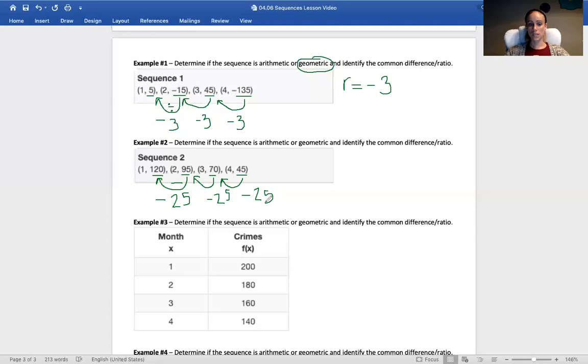Because this time my pattern was through subtraction, or technically adding a negative number, that means it is arithmetic. So therefore we have a common difference of adding a negative 25 to each term. So geometric, you have a common ratio because your pattern is through multiplying. Arithmetic, you have a common difference because your pattern is through adding, and it could be adding a positive number or adding a negative number.